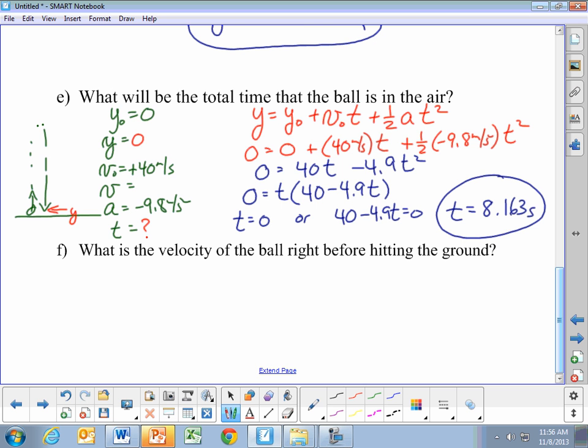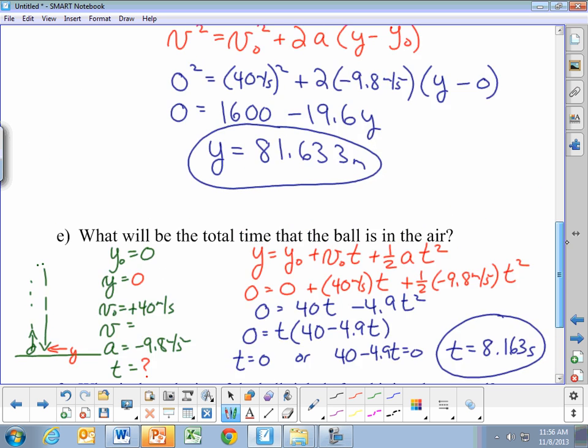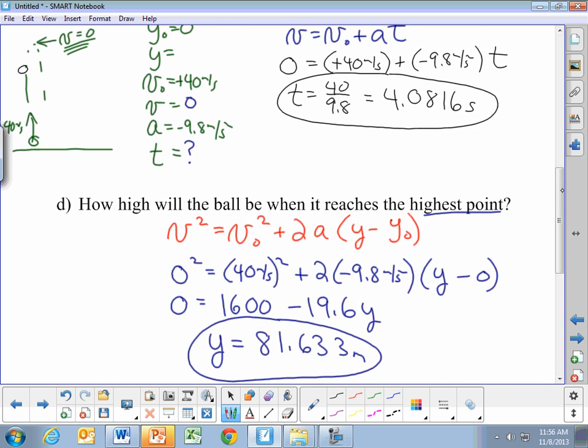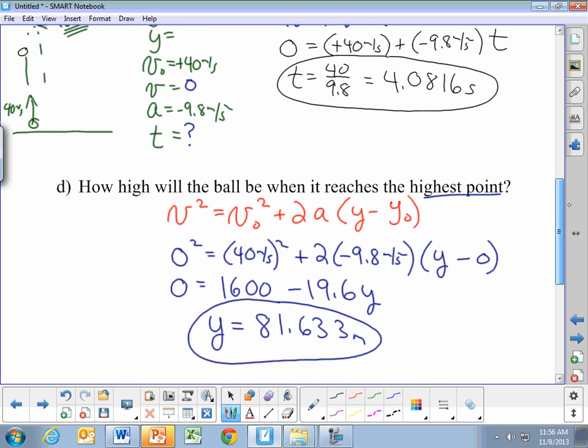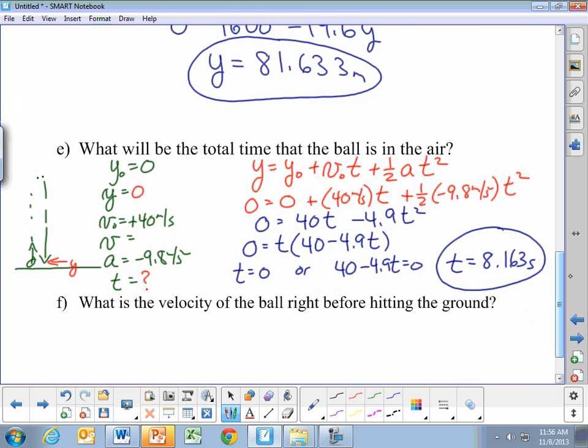Again, if we compare this to the time to the highest point, we do see that the time to the highest point is half of the total time that it was in the air. And we should expect this. This is symmetric, and so going from the ground to the highest point, and then going from the highest point back to the ground, it should take the same time to go up and then to come back down. And so the total time the ball is in the air should be twice the time to the highest point.